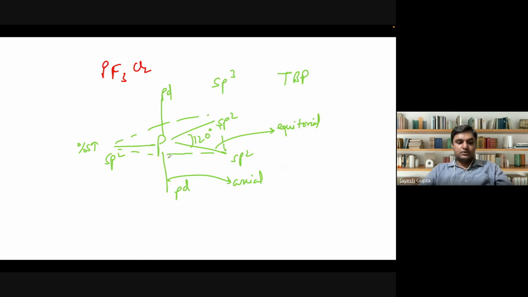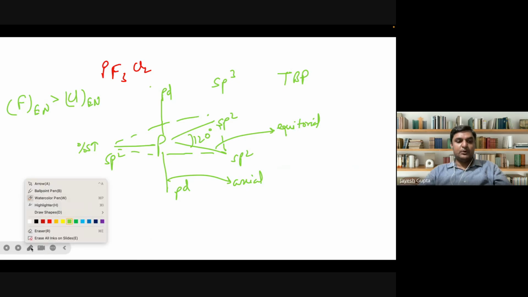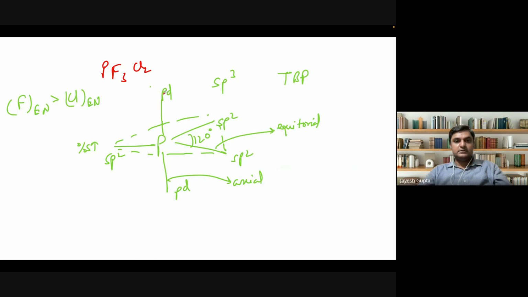So the chlorine EN is lower than the fluorine EN. As I told you, the higher EN atom, fluorine, will go to the position with less percentage s character. So that's why fluorine will go to the axial pd positions. Here fluorine.